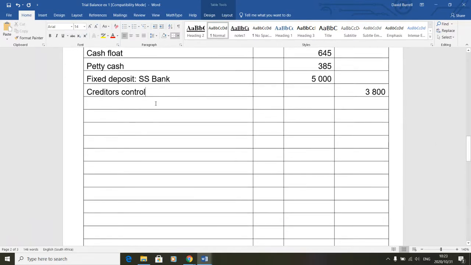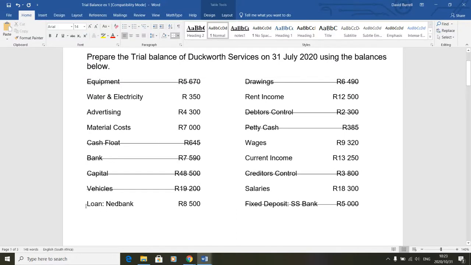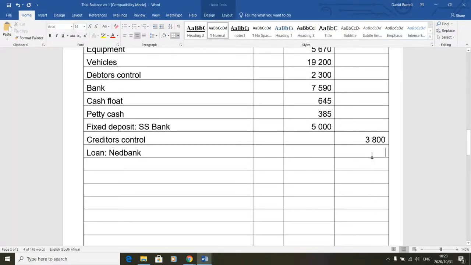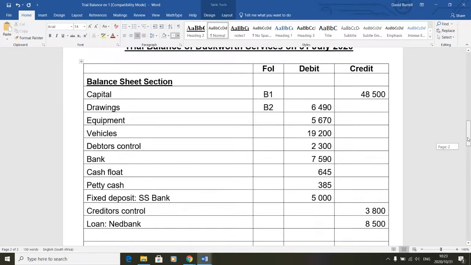And then we also had a loan, and that was the loan from Nedbank, if I remember correctly. The last one in our balance sheet section. Let's just go back up here. Yeah, loan, Nedbank, 8,500. Cross that one out as well. So we're going to go and put that in. It's also a liability because we owe that money to the bank. It's going to be 8,000 over there. Okay, so that's the balance sheet section done.